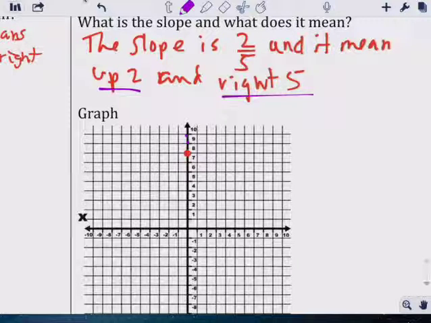Up 1, 2, right 1, 2, 3, 4, 5. Hey, we run out of room. In order to continue, we do the exact opposite to keep it correct. Down 1, 2, left 1, 2, 3, 4, 5. There goes the answer. And there goes the line.